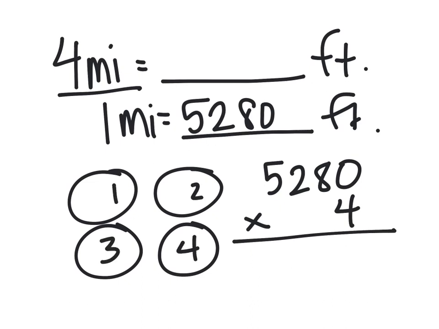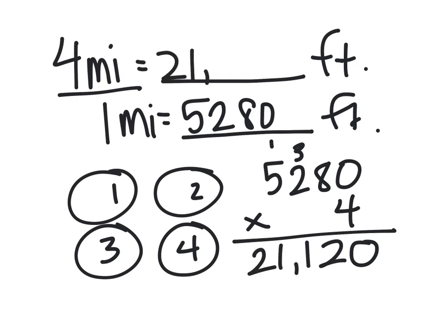So when we do this, we get 0 times 4 is 0, 8 times 4 is 32, 4 times 2 is 8, plus 3 is 11, and 4 times 5 is 20, plus 1 is 21. So our answer would be 21,120 feet.